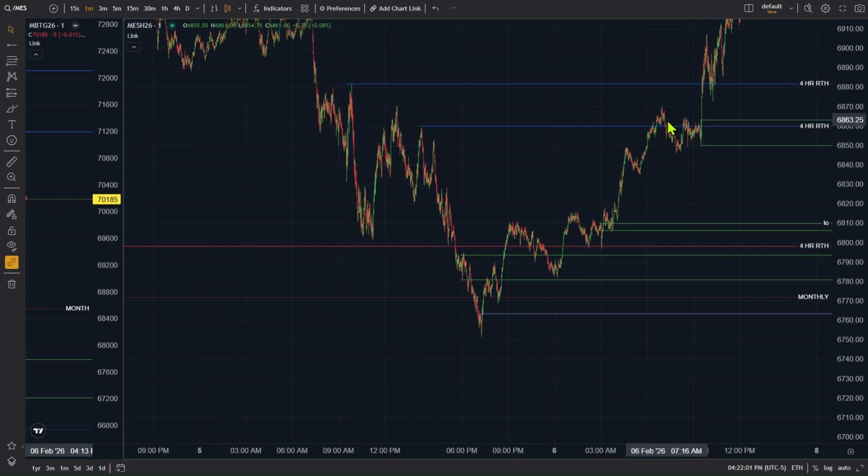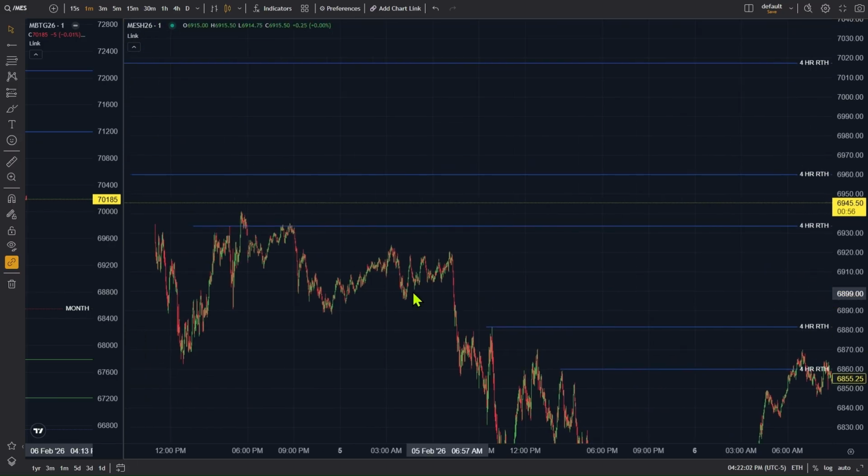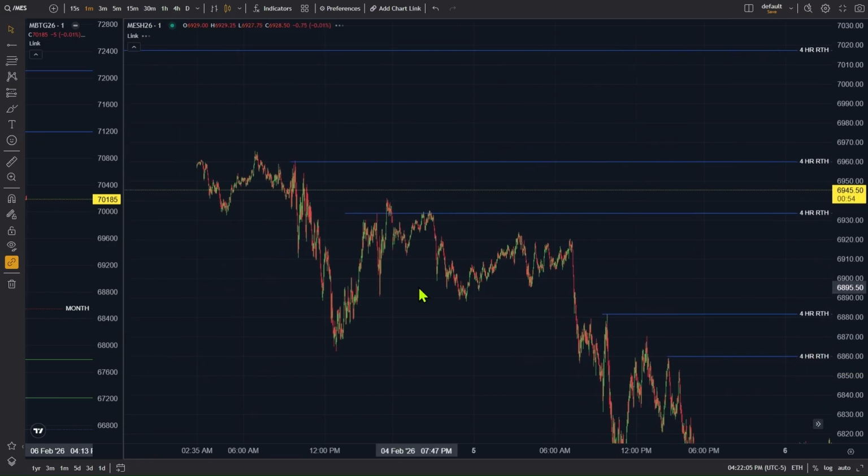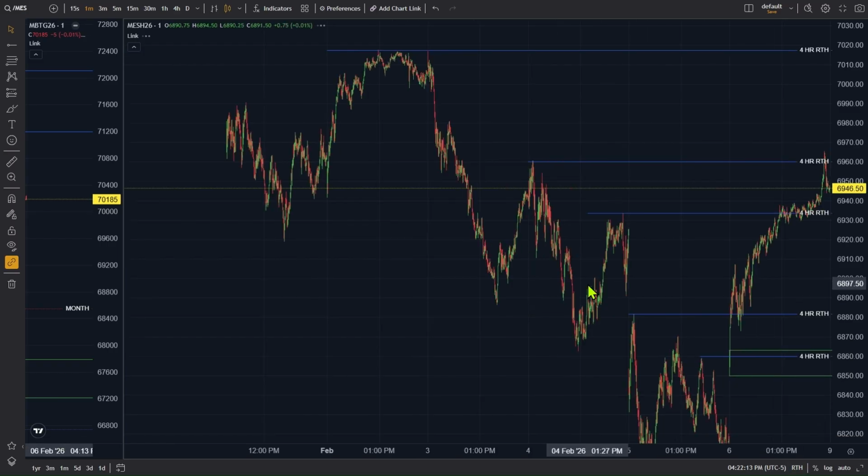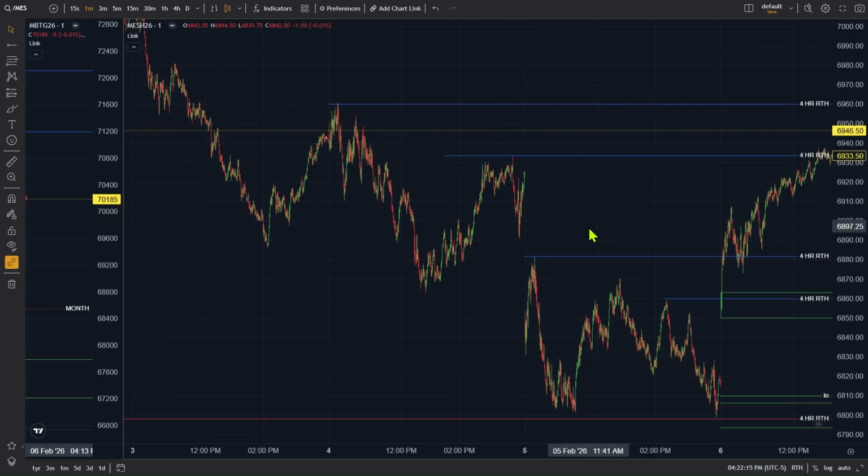And I was a little bummed that I missed that. Same thing happened almost every day this week. When we opened here and we started trading lower, I was like, well, it could come back against me. I better move my stop to break even immediately.